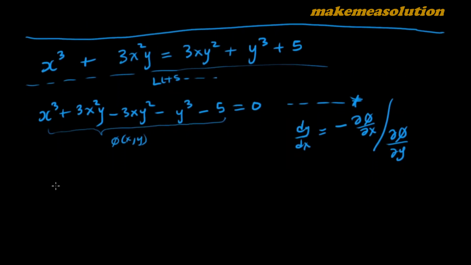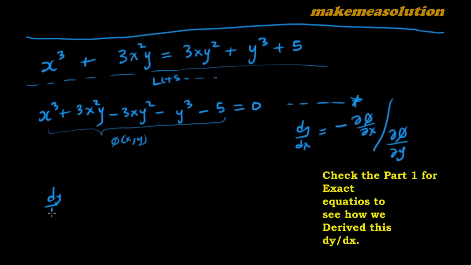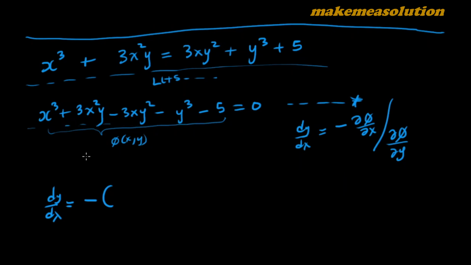So we are just going to apply it by saying dy dx is equal to minus the partial derivative of phi with respect to x. So I'm going to scan through this equation and differentiate it partially with respect to x. So what does it mean to differentiate a function partially with respect to x? When you're differentiating a function partially with respect to x, you're going to take every other variable in that function to be a constant.